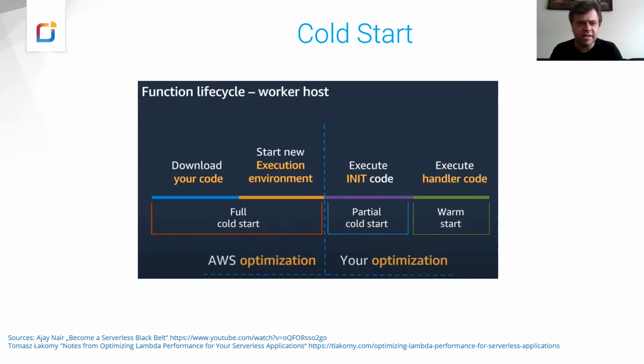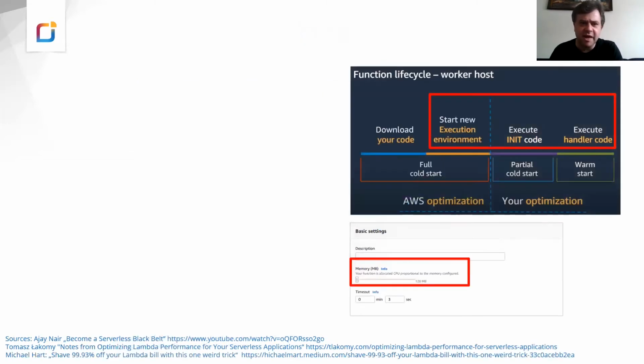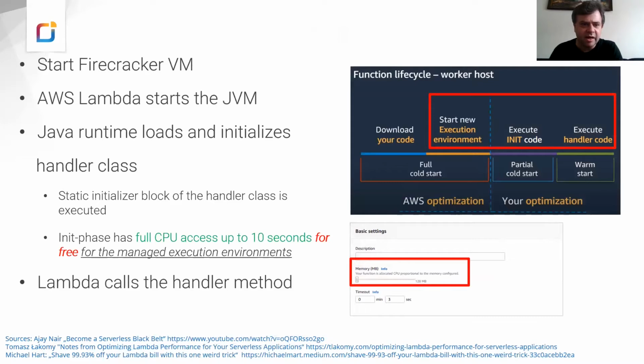And then all static initializer blocks need to run for your function and initialize everything recursively. So you probably load the classes, and then they also need to be loaded and their static initializer blocks need to be instantiated and so on. And only then this method apply or handle request will be called. This is the handler code execution. And only the last piece is the warm start, and all other 3 are the cold starts.